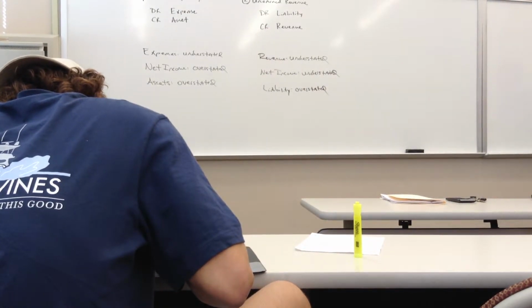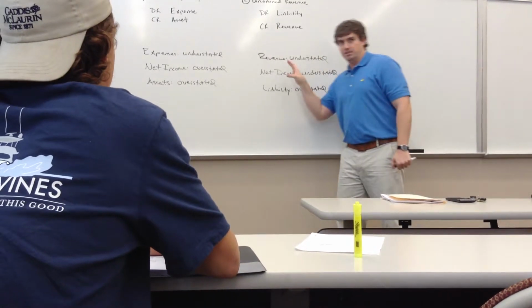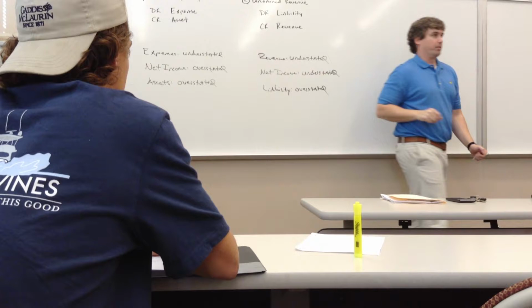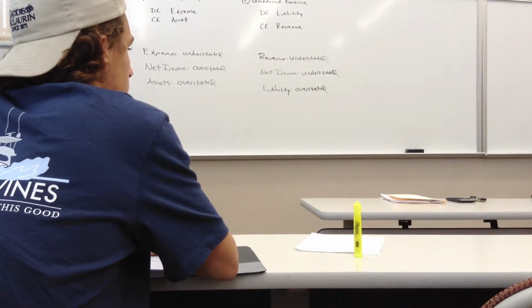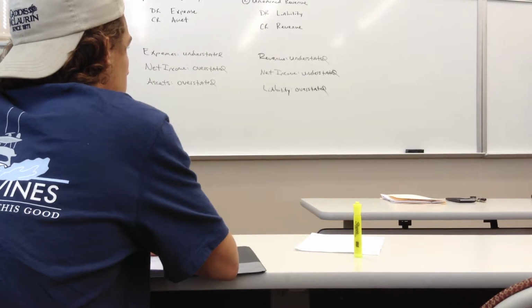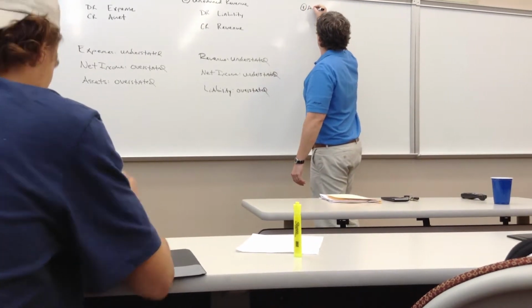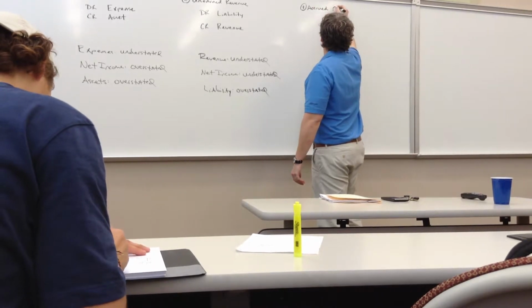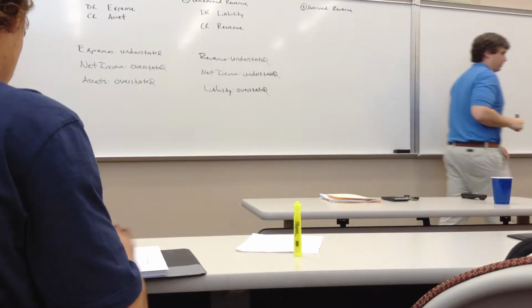Again, we need to know the general forms, and we need to know the results. That's the important stuff. Alright, third one. Accrued revenue.